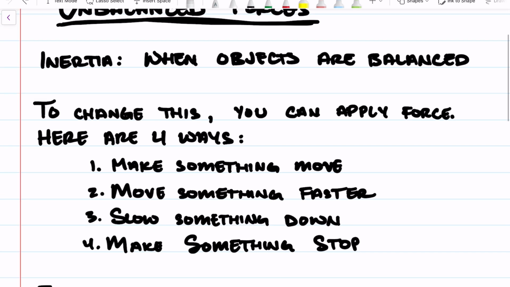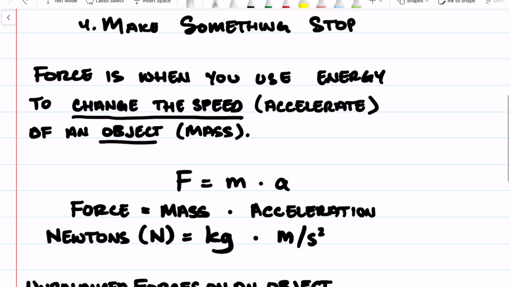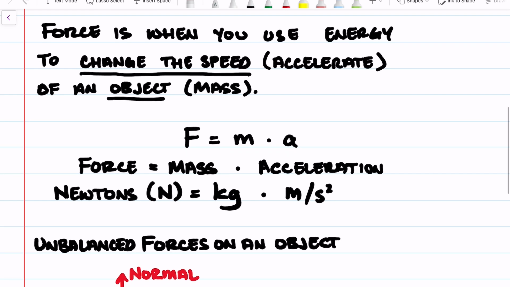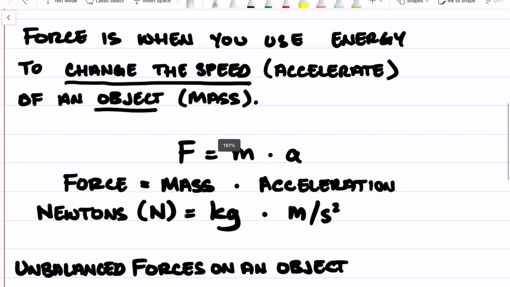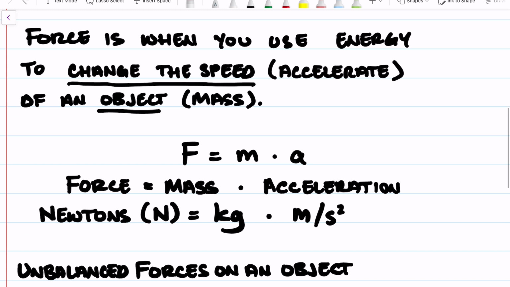Now moving on, so what is force? Well, it's when you use energy to change speed. And I'm going to focus on this one first. So it is when you use energy. And when you're using energy, you're changing the speed, which we also call acceleration, or you're changing the mass of the object itself. All right, so those are the examples here.